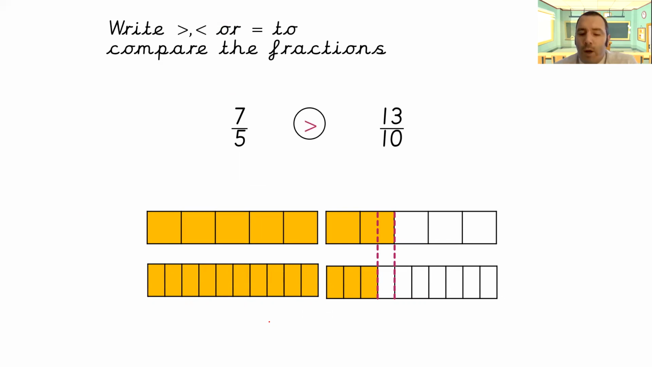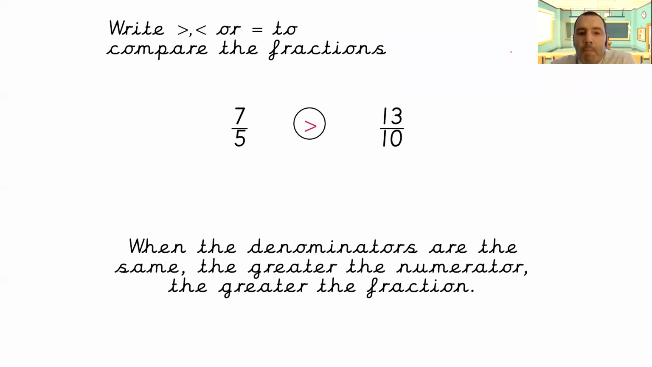There's another way of working this out as well, and we'll go through that. So we can remember, when the denominators are the same, the greater the numerator, the greater the fraction. There's one small problem. Our denominators are different. So we need to make 7/5 into an equivalent that has tenths as the denominator.